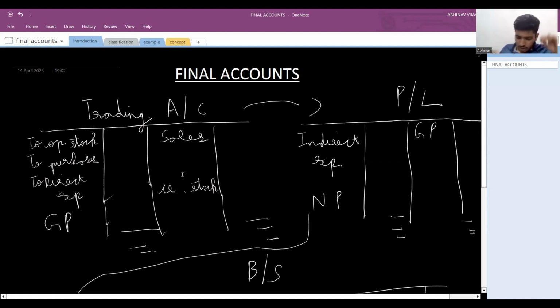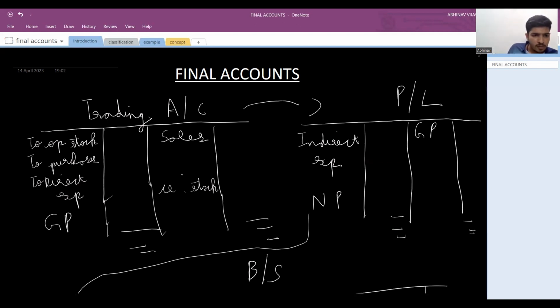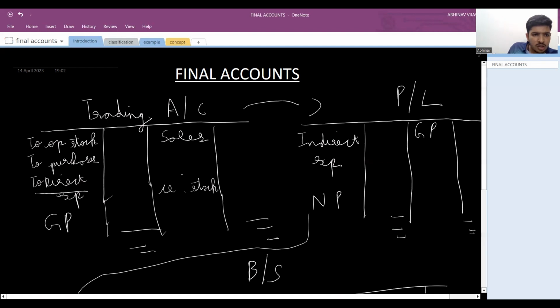So today, let's start with discussing indirect expenses and direct expenses. Each and every term in this overview will be explained, but there's a time at which every concept will be explained, because I'm going in a sequential way.